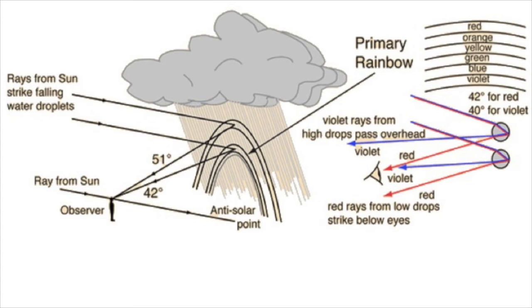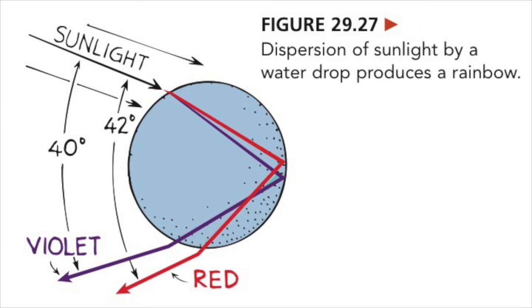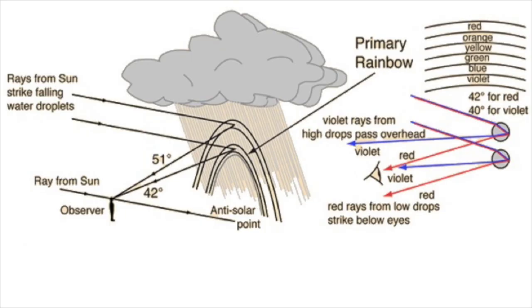So this is the primary rainbow, or the inner rainbow, and you can see that it's curved in the upper right hand part of the slide. The inner color is going to be violet. The outer color is going to be red. 42 degrees for red, 40 degrees for violet. Look at those light rays. That's going to be very important. Look at the 42 degrees and the 51 degrees. That's also going to be very, very important.